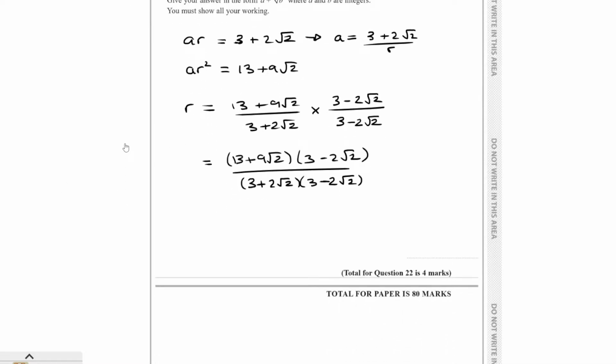So expanding double brackets, you obviously need to be okay with surd rules as well. 13 times 3 is 39. 13 times negative 2 root 2. Obviously the 13 is a whole number, so it's only going to affect the number on the outside. So that'd be 26 root 2. Then plus 27 root 2 again. That's only affecting the numbers on the outside. There's no other surds there to multiply with the root 2.